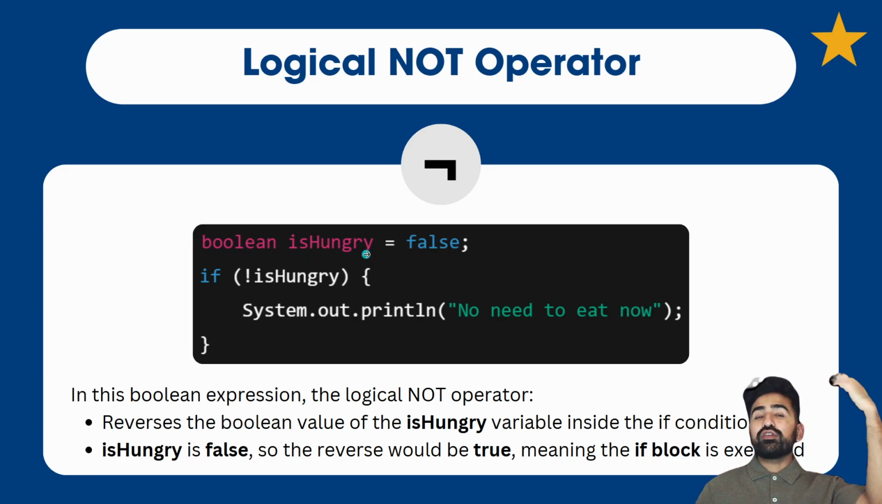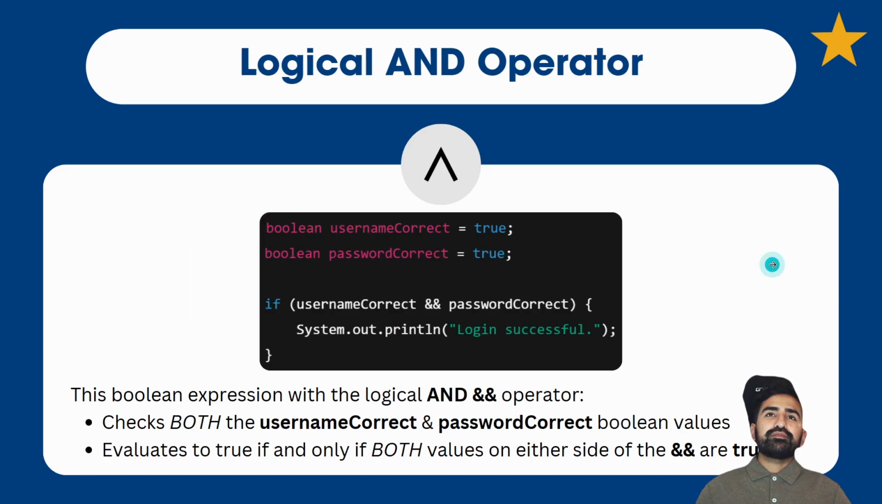Rather than creating a new variable, we're just going to use the not operator to describe the not hungry state. So not is hungry. Let's see what happens if we throw a false in here. So if not false, so opposite of false. Opposite of false is true. So if true, this would indeed evaluate to true. So this would execute, and then we'd have the no need to eat now message printed out because it reversed the value of is hungry. That's the not operator. Pretty simple.